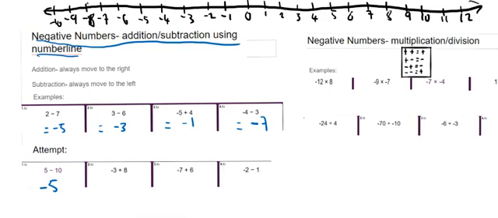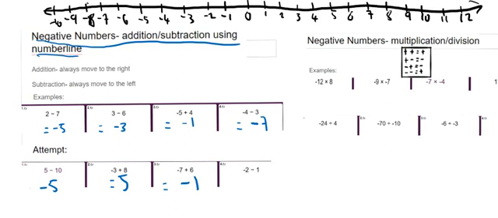So second one is minus 3 plus 8. So if I go to minus 3 and I'm adding on 8, so I go 1, 2, 3, 4, 5, 6, 7, 8, I get to positive 5. So positive 5 is my answer there. Minus 7 plus 6. So if I go to minus 7 on my number line, because I'm adding, I go to the right again. So 1, 2, 3, 4, 5, 6 is minus 1. So minus 1 there.